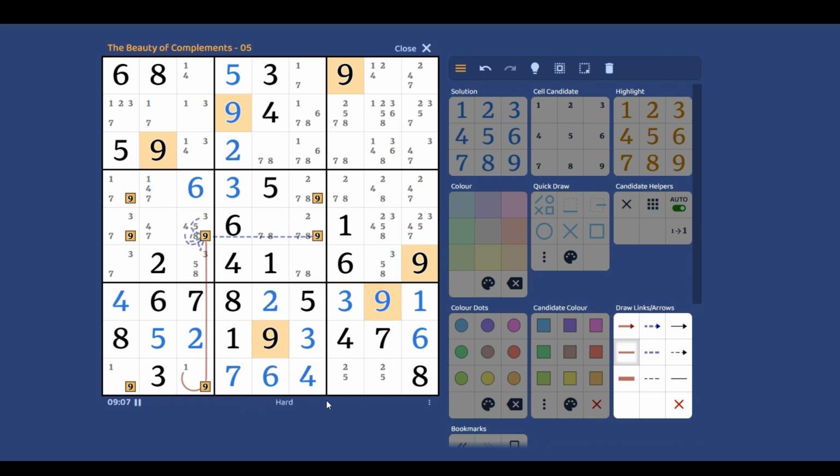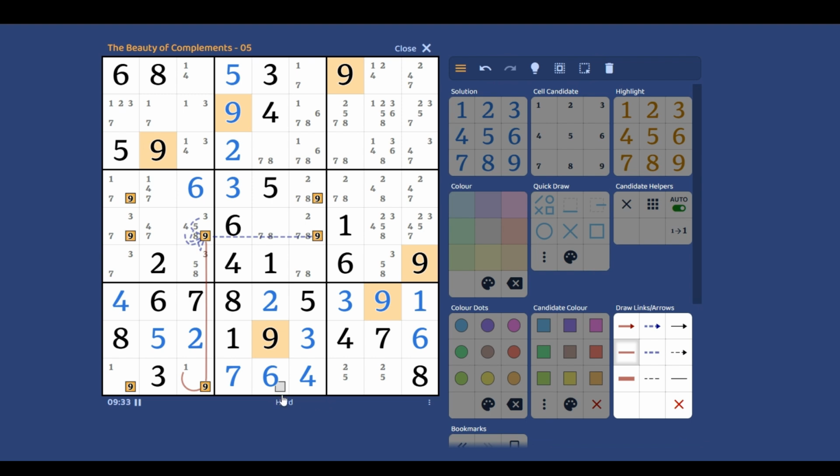So I'm going to be calling these links between the same digit in different locations, location links or L links, and these links where it's the same location, the same cell, but different digits, I'm going to be calling value links or V links. And we can characterize chains by how they structure these different types of links.